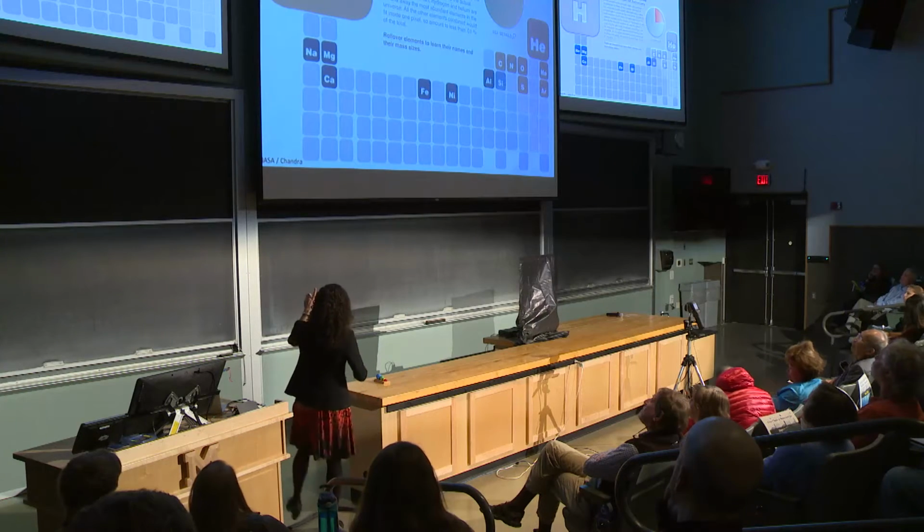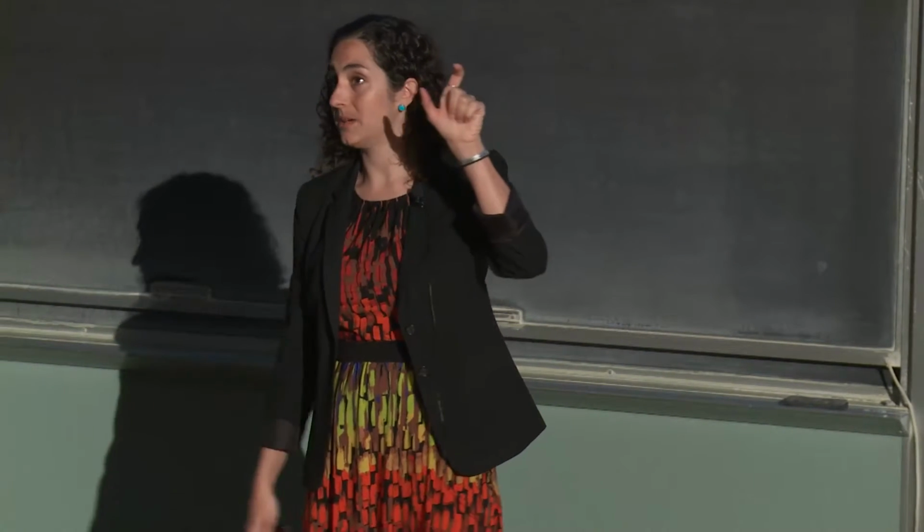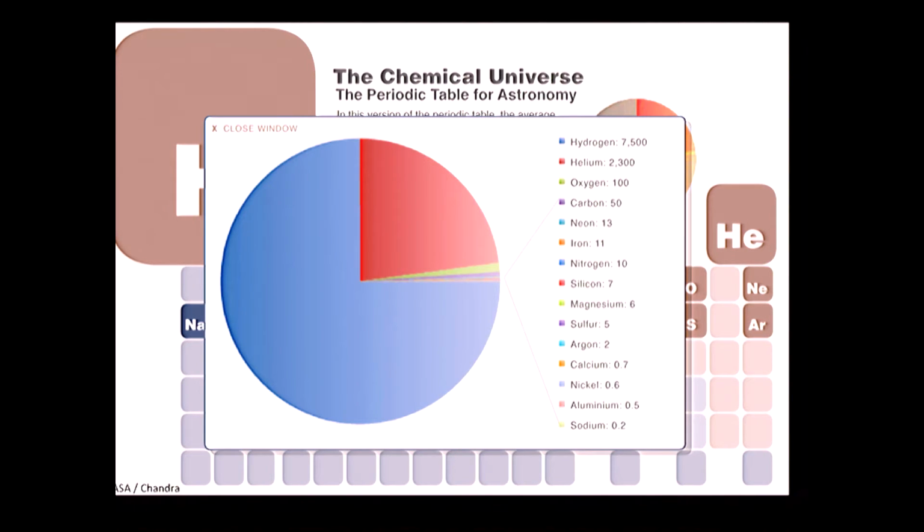So the size of the hydrogen and the helium on this plot are suggestive of their abundance in the universe. There's also this pie chart that maybe shows that in a little bit more detail. So hydrogen is the big Pac-Man size wedge there. Helium is most of the rest of it. And then we have to zoom in to see everything else in the universe.